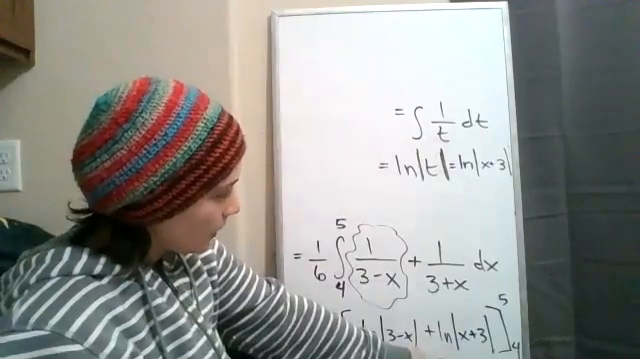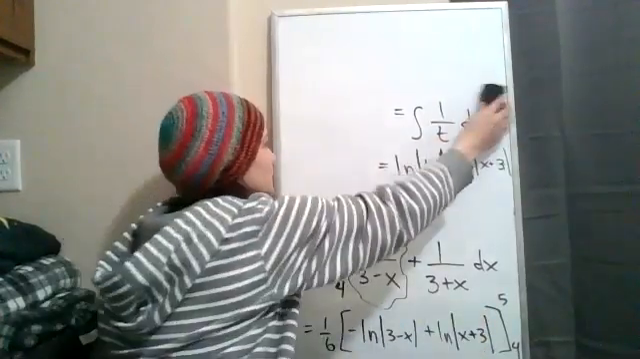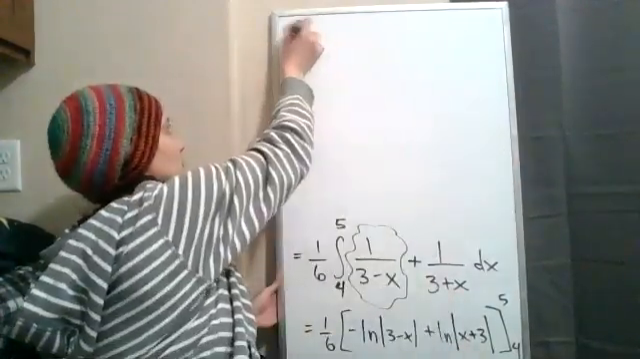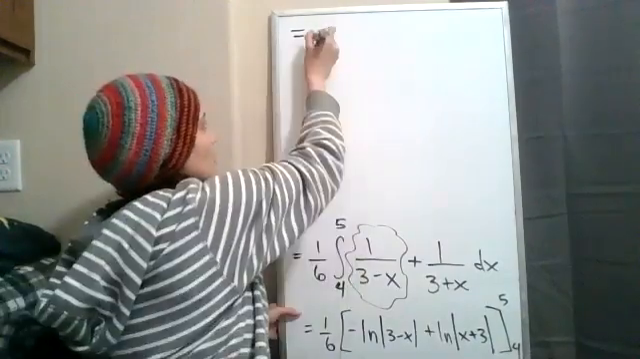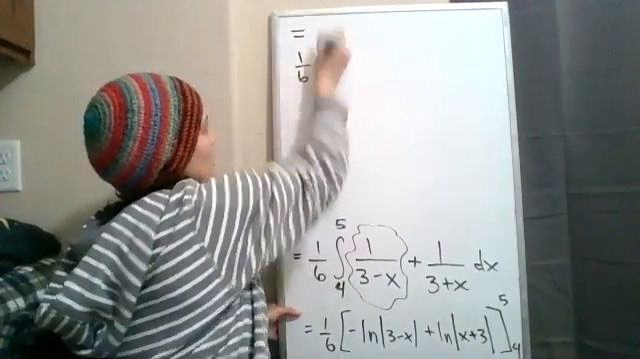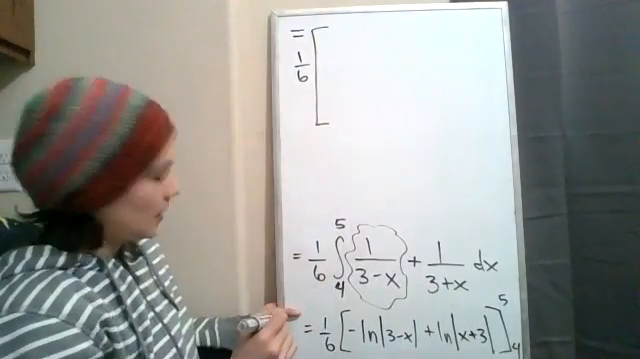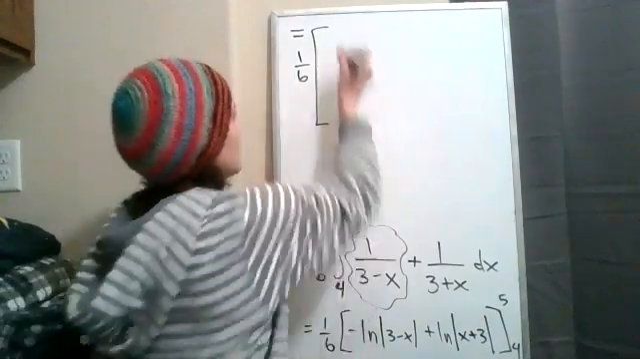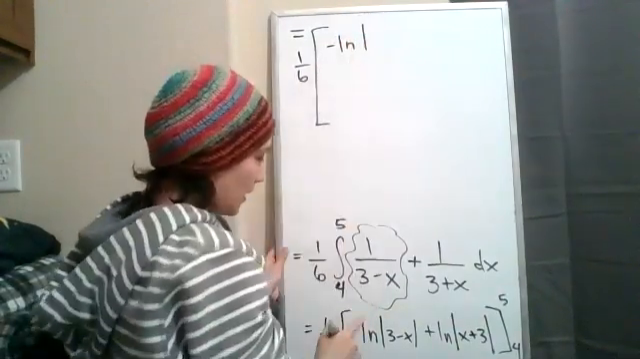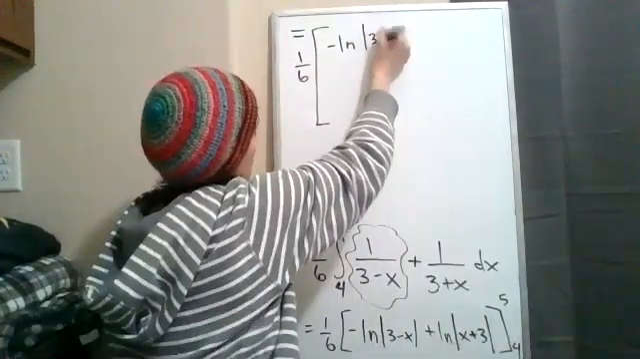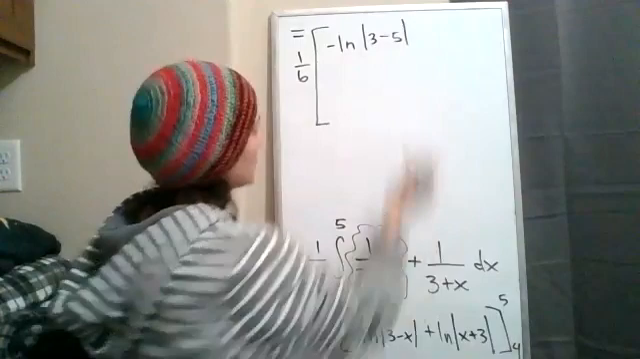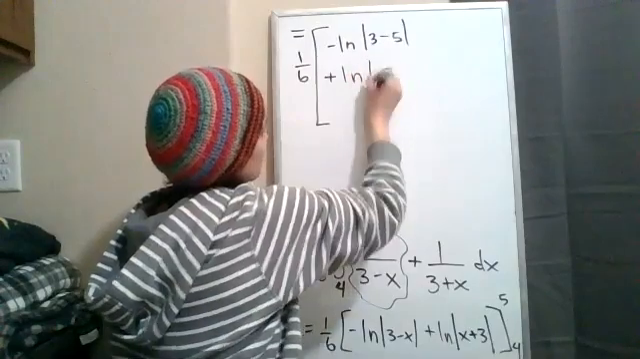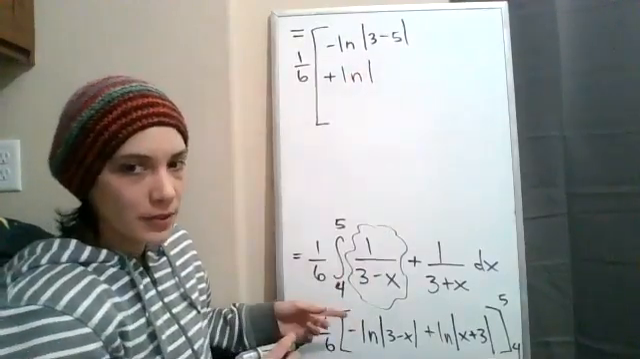Here, there. And we're going to put in 5. So let's do 1/6 multiplied by 5 for x. So negative ln absolute value of 3 minus 5. Add ln absolute value of 5 plus 3.